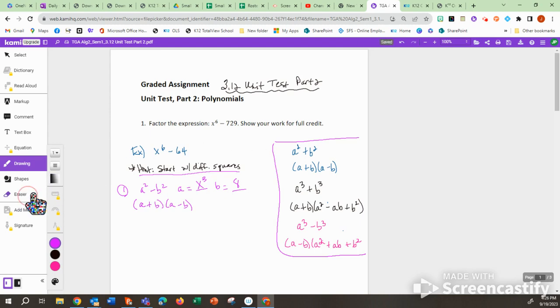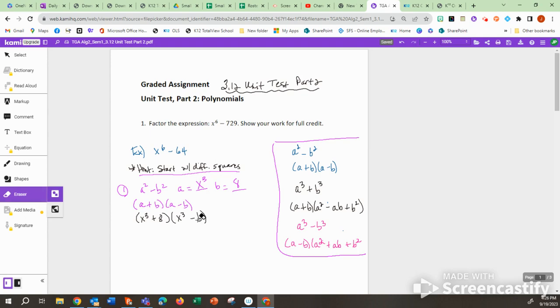If I've got this one wrong, hold on. This is supposed to be minus. Okay. My A is x cubed, my B is 8, so I'm going to plug that in. I'm going to do A plus B, so that's going to be x cubed plus 8. And then A minus B, that's going to be x cubed minus 8. So we start the problem using the formula for the difference of squares.